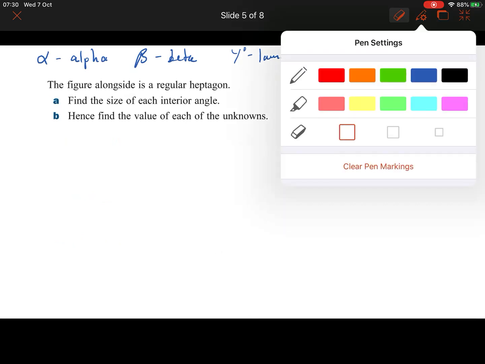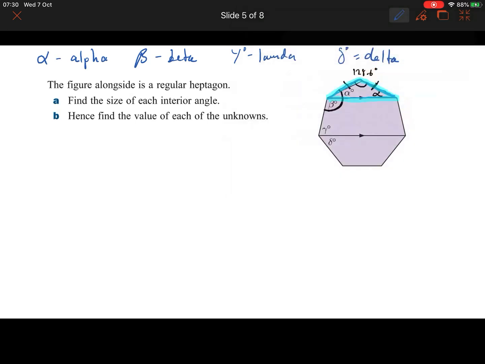Okay, we now need to find lambda and delta. Lambda and delta. Okay, so how are we going to do that? What are we going to do here to find lambda and delta? Well, I know that this is also beta, okay? And since everything here is parallel, this line is parallel to this line, it stands to reason that this is also lambda degrees, okay?